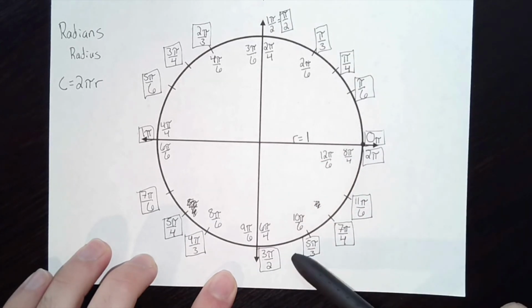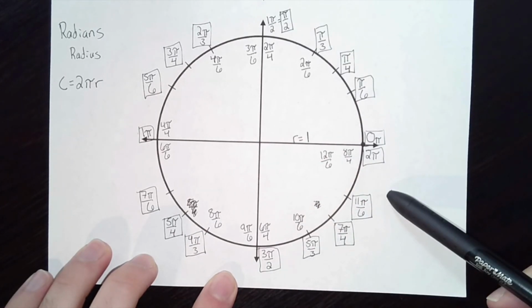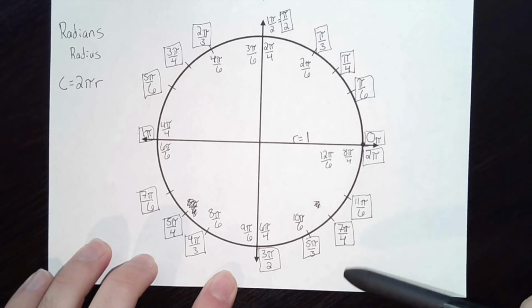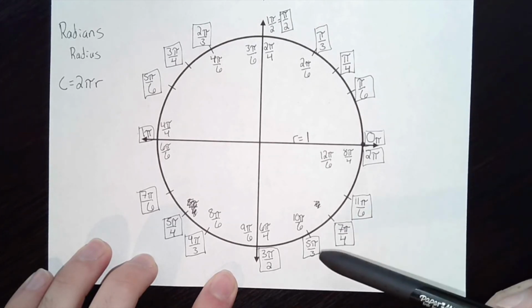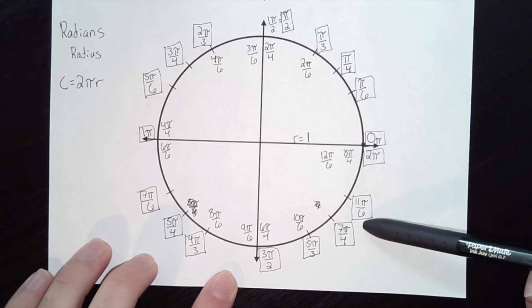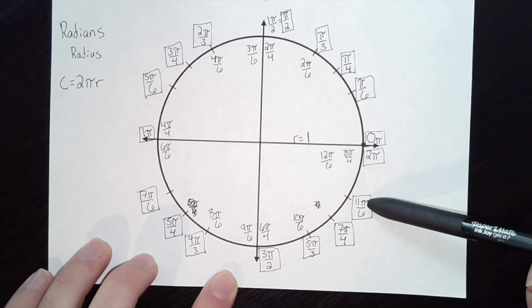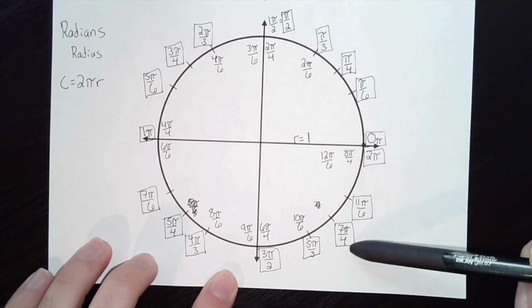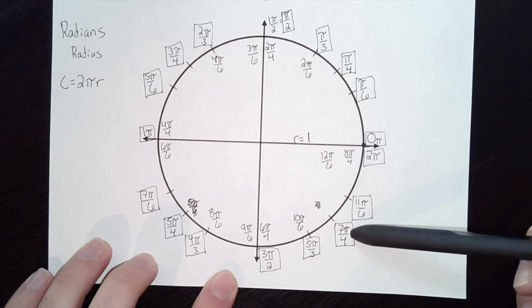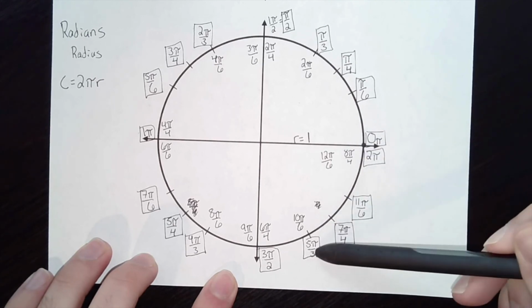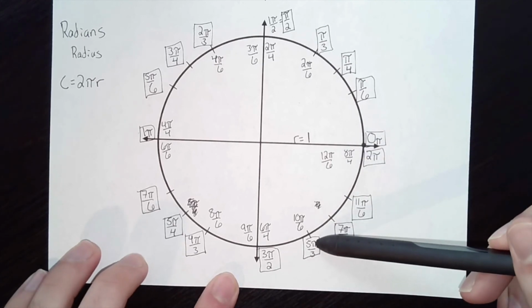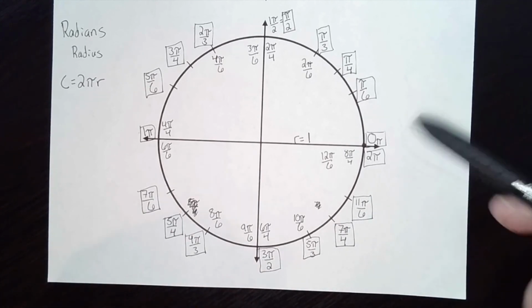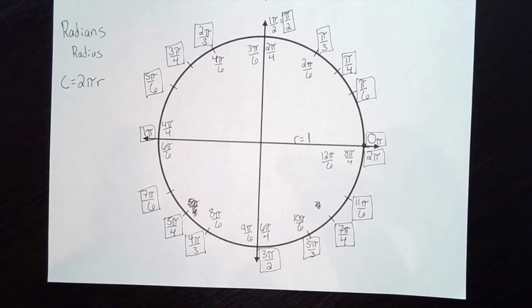Fourth quadrant, I always struggle to come up with something here. I guess you could say that you're 1 short of being 2. So 2 for 6s would be 12. I'm 1 short of that. 2 for 4ths would be 8. I'm 1 short of that. And for thirds would be 6. I'm 1 short of that. So that's probably the easiest one. I don't know if that's necessarily the best option to use.